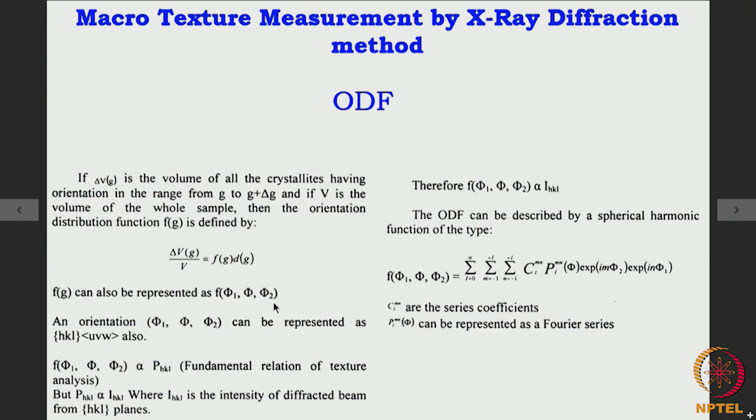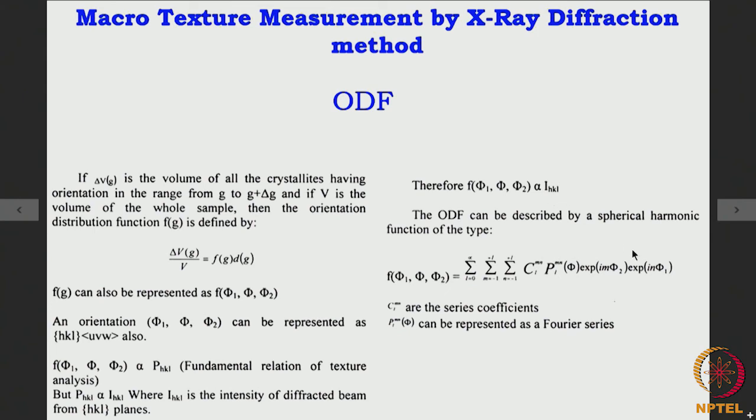Now, it is quite possible to find out what is the HKL UVW value for a particular value of f(phi 1, phi, phi 2). This can be found out because these are mathematically related. Now, this function is proportional to the pole density of the HKL planes in the pole figures. This is a fundamental relation of texture analysis, but you see the pole density is proportional to the intensity of the diffracted beam from the HKL planes. Therefore, this function is related to the intensity obtained by diffraction from the HKL planes.